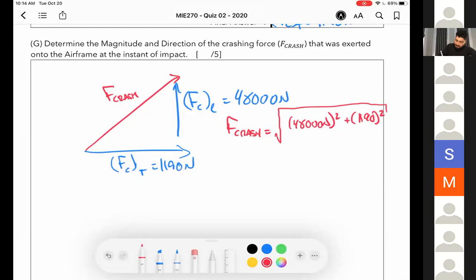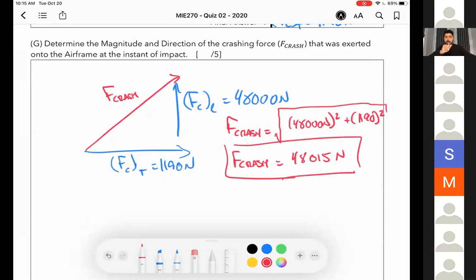Yes, I like that final answer. So we can say that F crash is equal to 48,015 newtons.